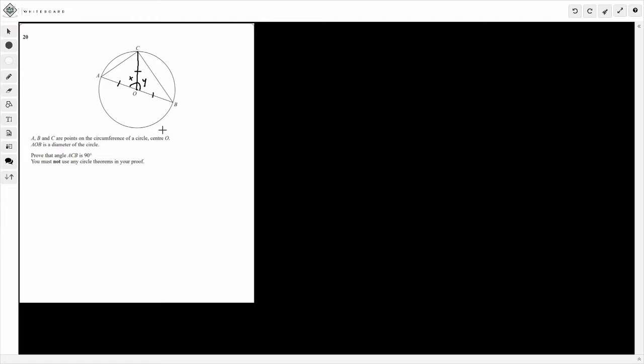So what I'm saying here is angle COB, this angle here, is y. And the angle COA is going to be x. So those are my two angles here. And what we also know is that x plus y must be 180 degrees, because these are angles on a straight line. So this is 180 degrees.